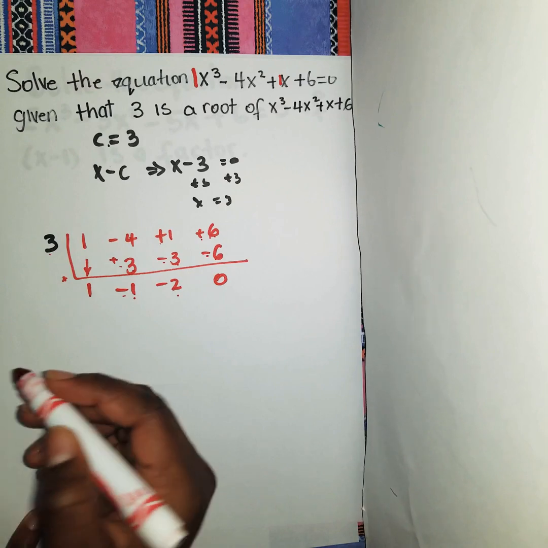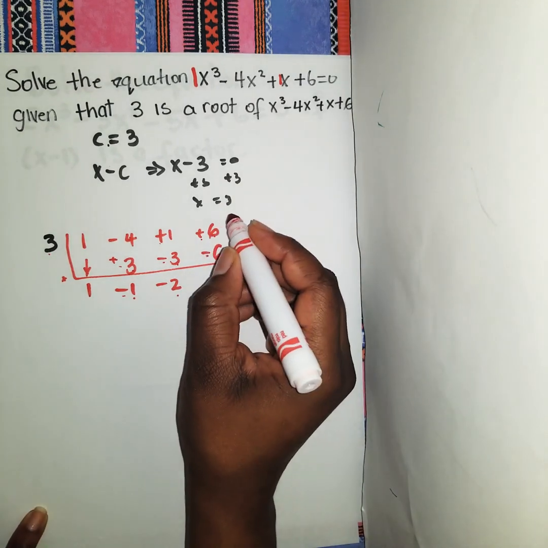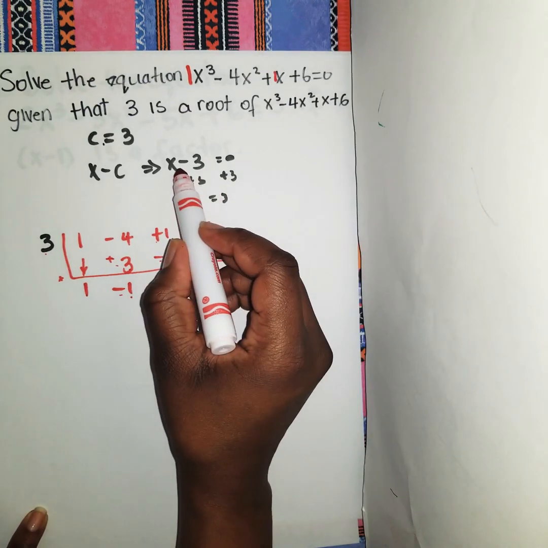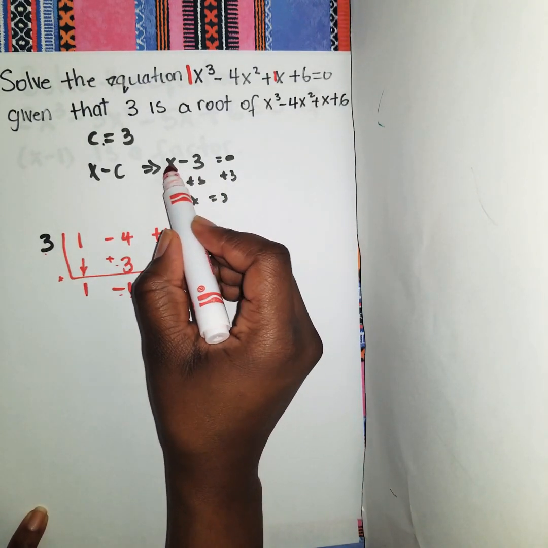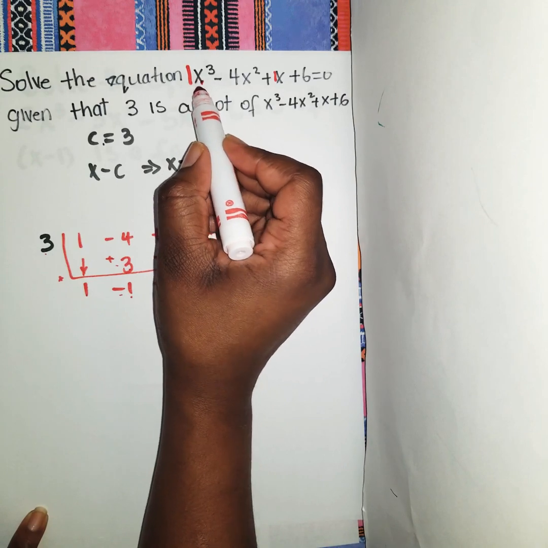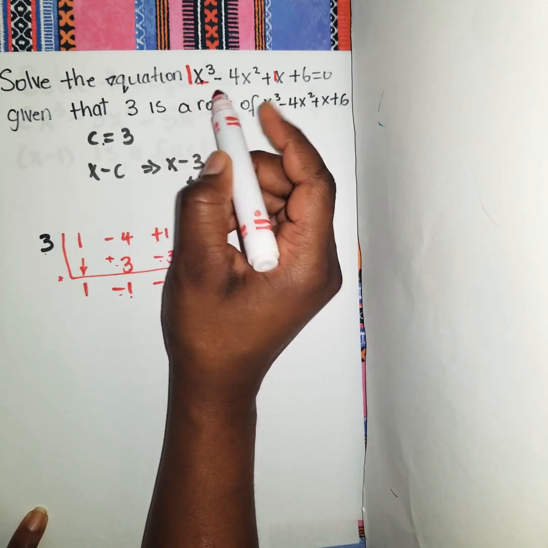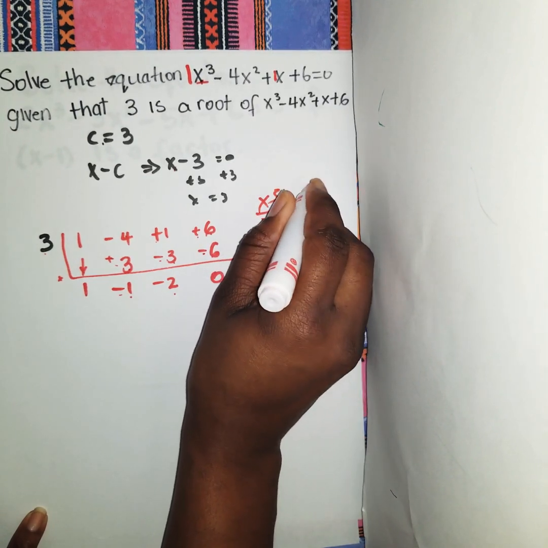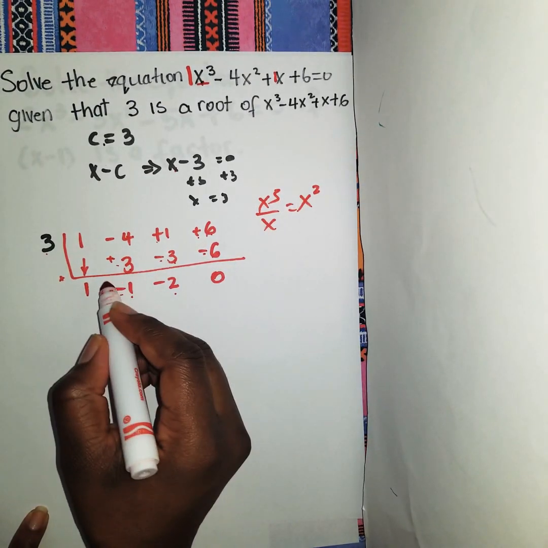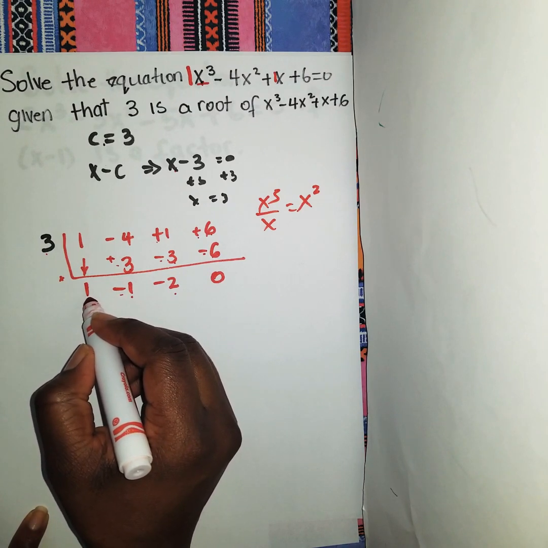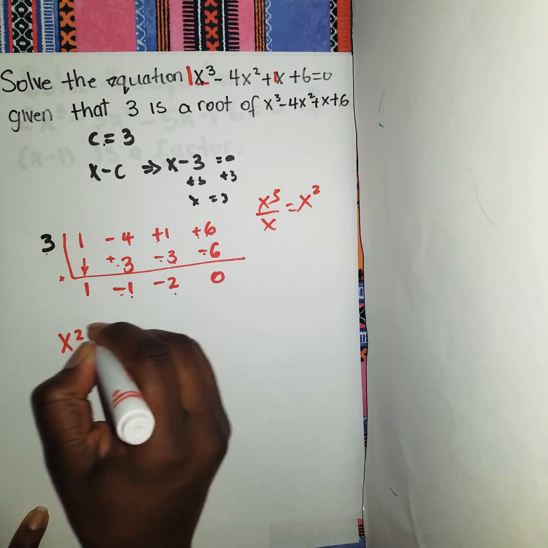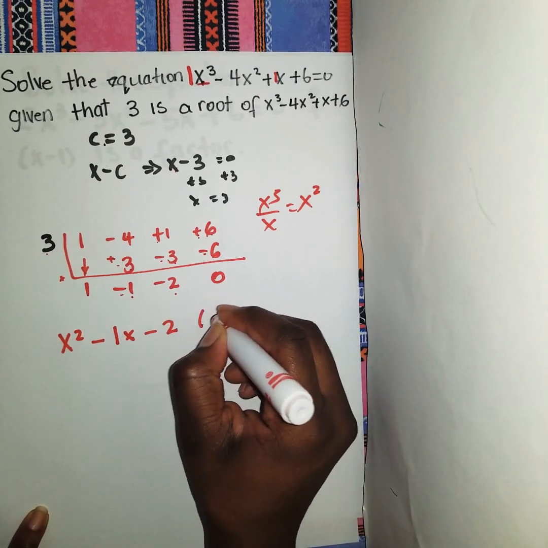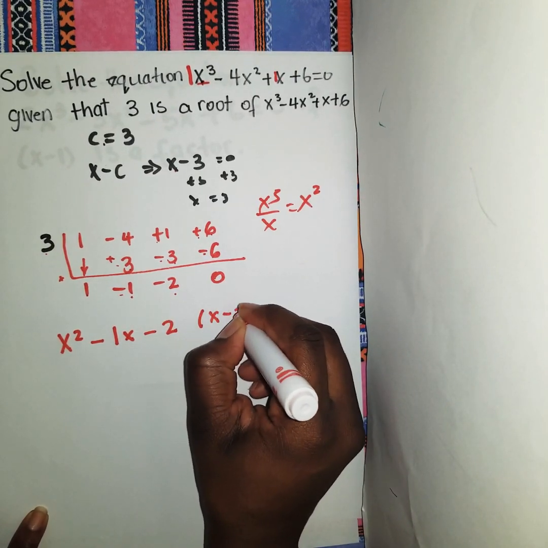All right? So for the remaining, we know that x minus 3 is a factor already. So x into x squared, x into x cubed. Let me write it here. So x cubed divided by x is going to leave us with x squared. All right, so the first term here is representing x squared. So we're left with x squared minus 1x minus 2. And the factor we have here is x minus 3.